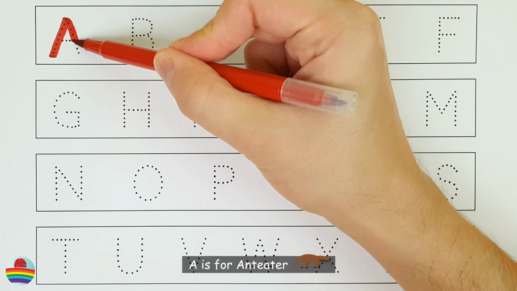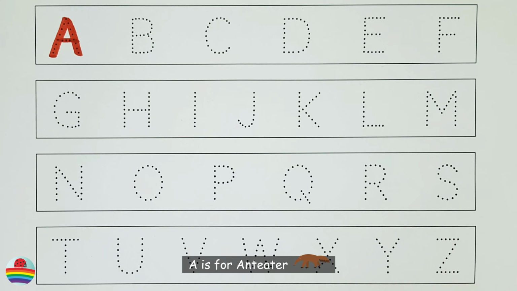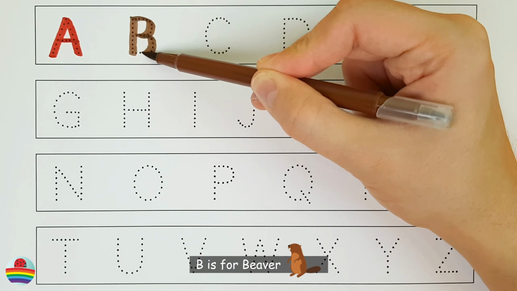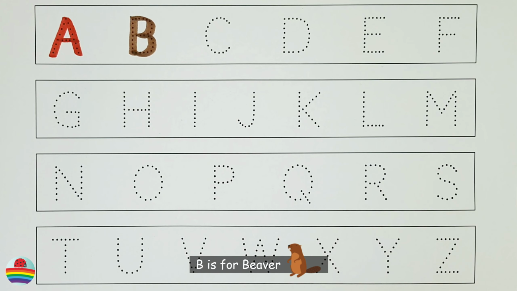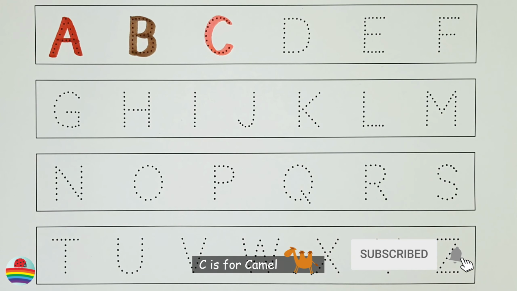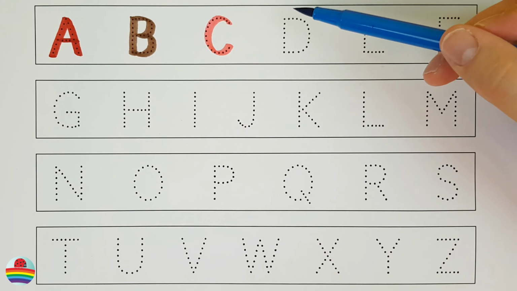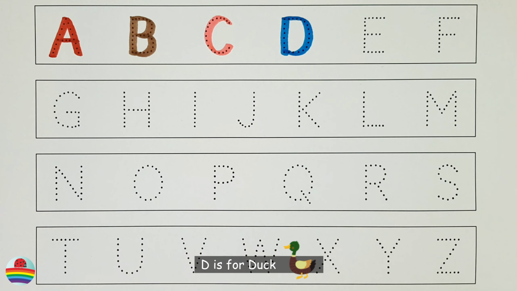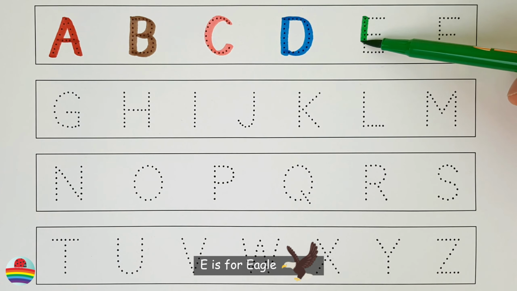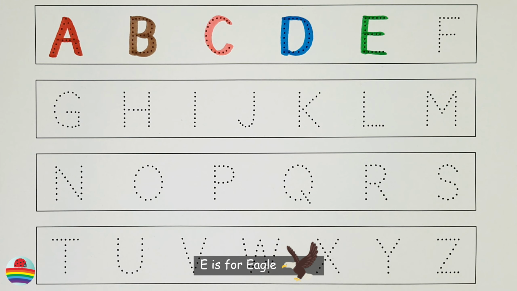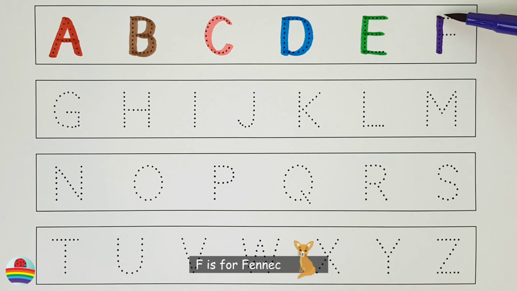A. A is for anteater. B. B is for beaver. C. C is for camel. D. D is for duck. E. E is for eagle. F. F is for fennec.